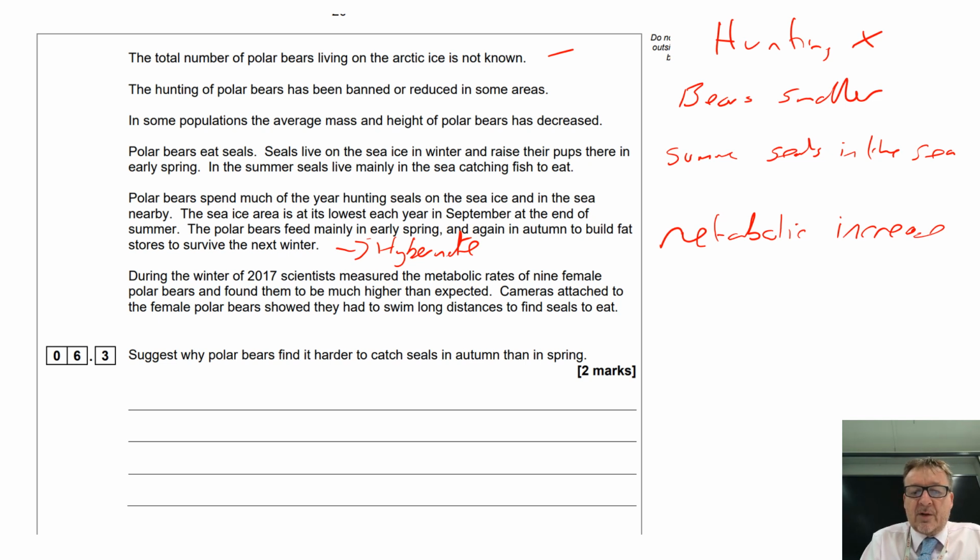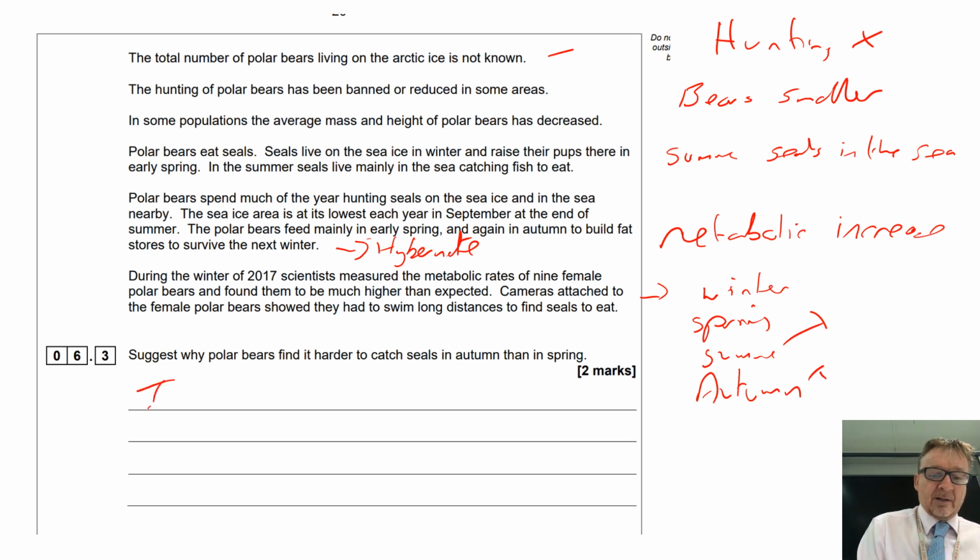Cameras attached to the female polar bears showed they had to swim long distances to reach seals. Suggest why polar bears find it harder to catch seals in autumn than in spring. Right, so what we're going to do is go winter, then spring, then summer, and then autumn. Why do polar bears find it harder to catch seals in autumn rather than spring? Right, that's because, it tells us there, all the sea ice is gone.